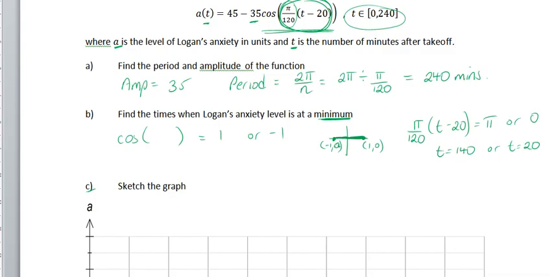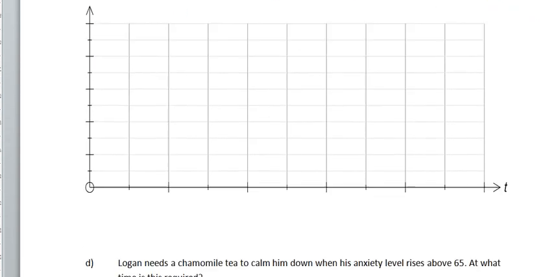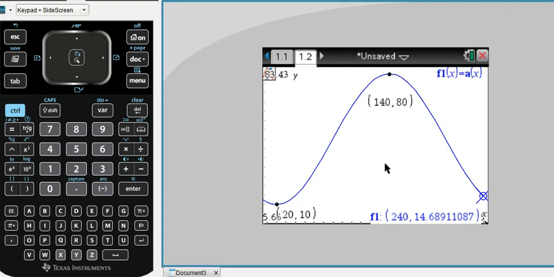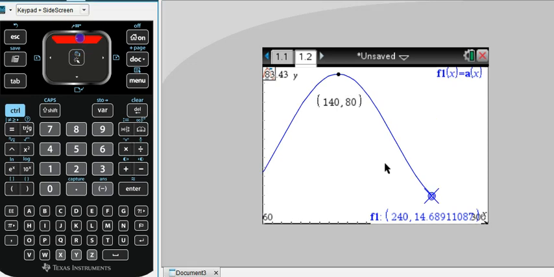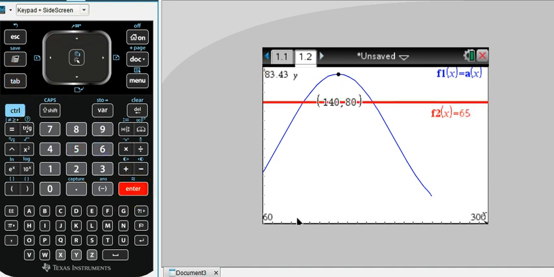Now the question has one last part, and that's part D, which is saying Logan needs a chamomile tea to calm him down when his anxiety level rises above 65, and you need to find what time he needs to start drinking this tea. So on your graph, the easiest thing to do would be to draw your line y equals 65. There it is, just in your entry line. Type in 65 and you get your line.